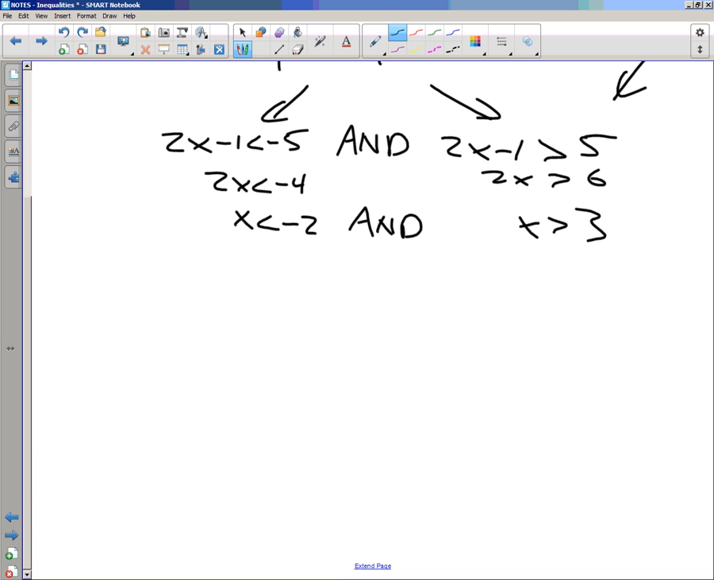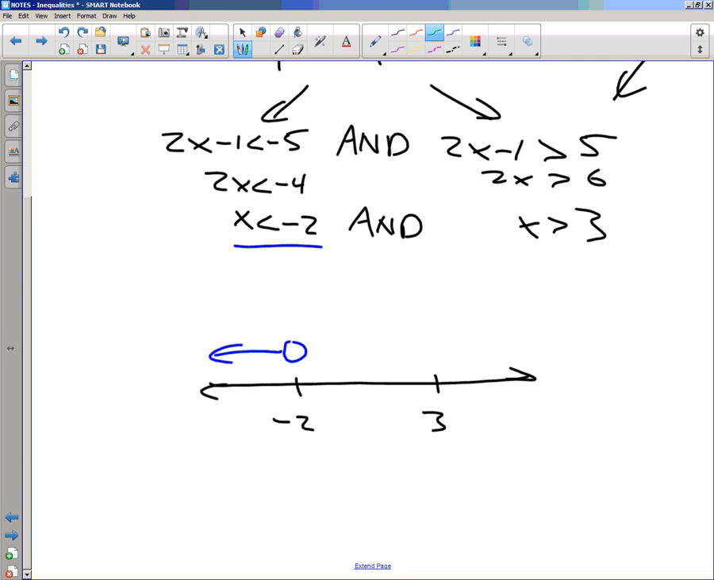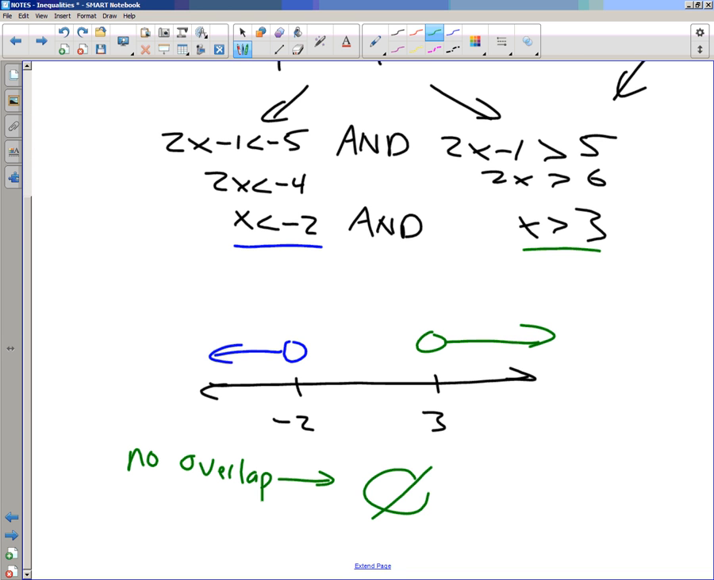All right, now what happens when we graph this? This is an and, so we're looking for overlap. We've got -2 and 3. This solution is saying that x must be less than -2, and at the same time, it must be greater than +3. So we need to find where those two things overlap. Where do they overlap? They do not overlap. Therefore, our answer is no solution. All right, we had an and, which means we need overlap, but there is no overlap, so it's no solution.